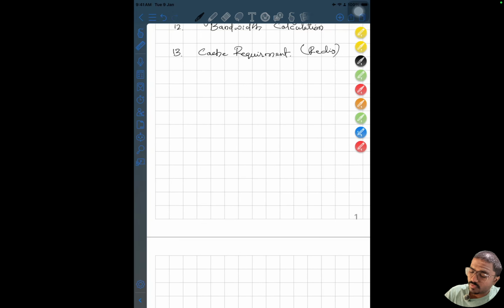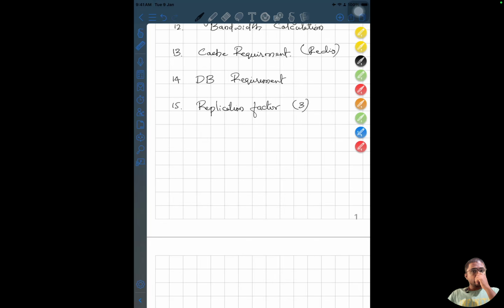And then the 14th one is database requirement. Database requirement is the DB storage and the number of servers that it needs. And the 15th is, when we have the database, ideally we will have a replication factor. The industry standard is 3 replication factors, which we see from a data engineering background. If you have come across it, there are 3 replication factors in HDFS. Similarly, it is the case here as well, a replication factor of 3.